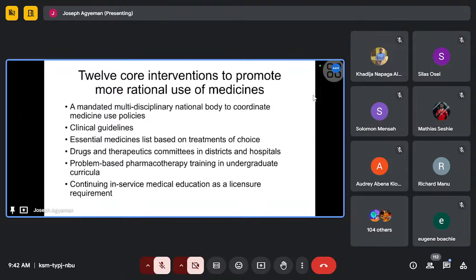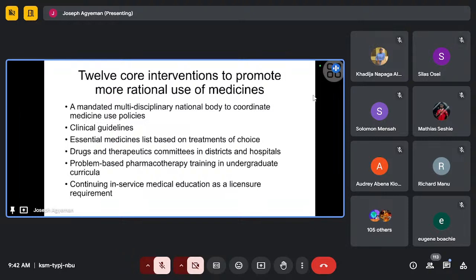The first one is a mandated multidisciplinary national body to coordinate medicine use policies. You need policies so that it will shape everybody in line when it comes to rational drug use. One of them is the National Drug Policy. In there, you have principles of good dispensing practice, principles of good prescribing practice. At least, when you have such a policy, the prescribers are kept in line on what they are supposed to do during prescribing and what they are not supposed to do. The dispensers, what we are supposed to do, what we are not supposed to do.